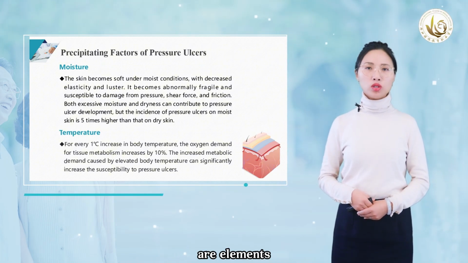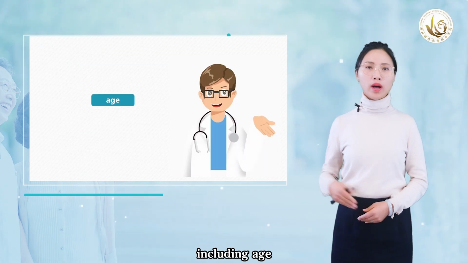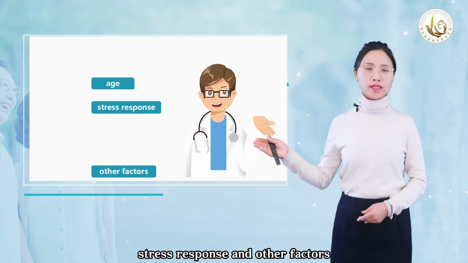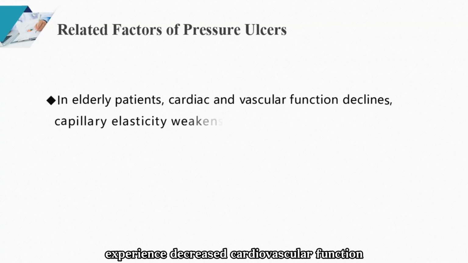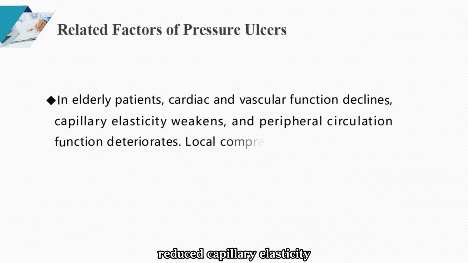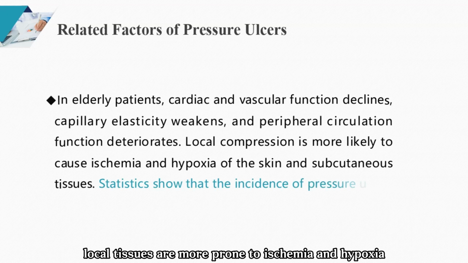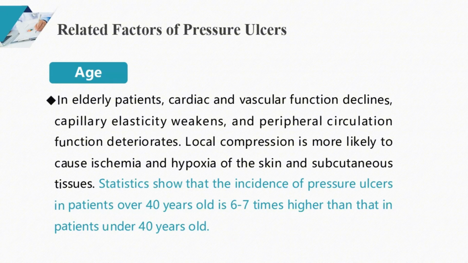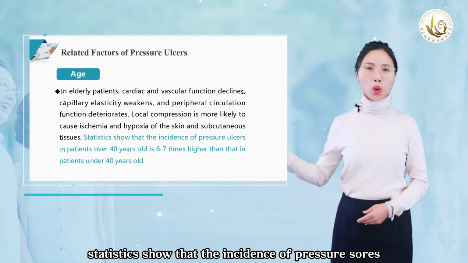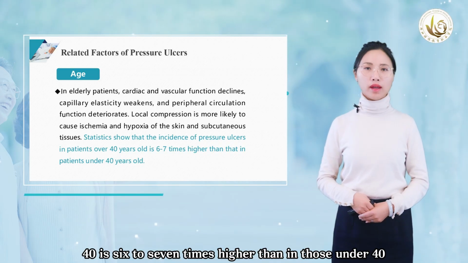Related factors are elements that influence the formation and progression of pressure sores, including age, stress response, and other factors. Elderly patients over 60 experience decreased cardiovascular function, reduced capillary elasticity, and impaired peripheral circulation. Local tissues are more prone to ischemia and hypoxia after pressure. Statistics show that the incidence of pressure sores in patients over 40 is 6 to 7 times higher than in those under 40.